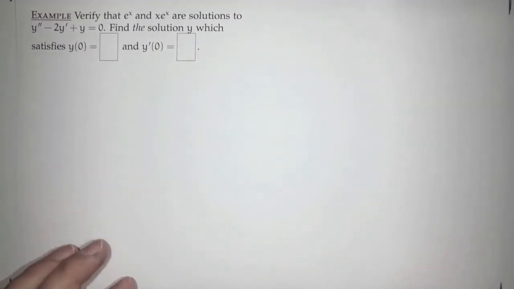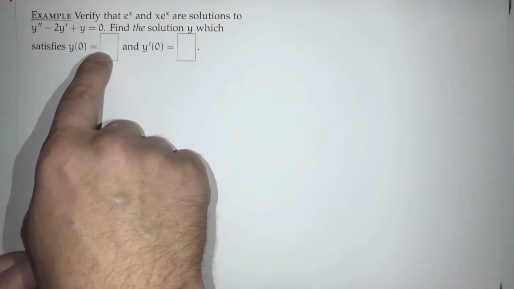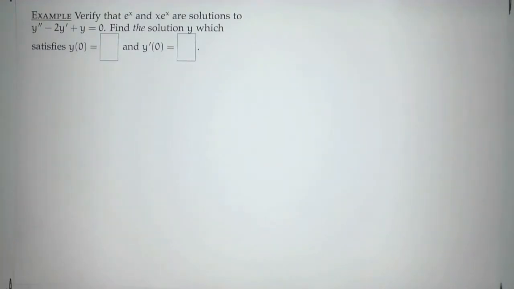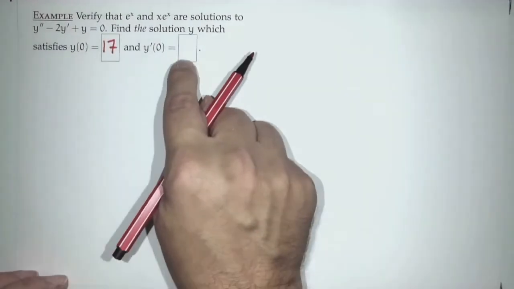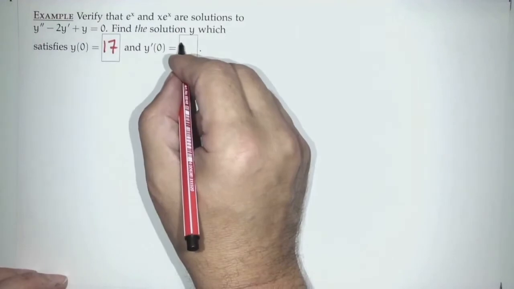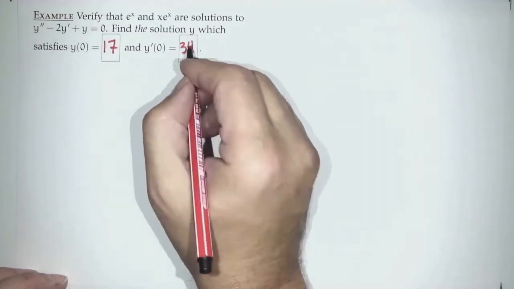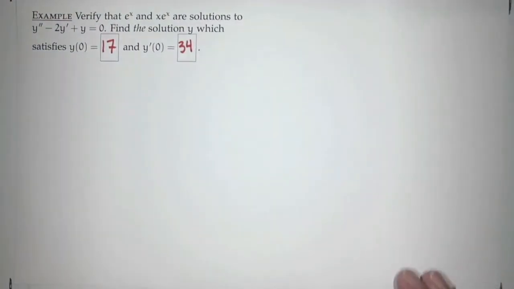All right, so very similar. Verify that e to the x and x e to the x are solutions to y double prime minus 2y prime plus y equals 0, and find the solution y which satisfies. And here we get to pick some numbers. Let's pick some good challenging numbers to keep us on our toes. 17. All right. Good. These are the kind of numbers we want on an exam. 34. All right. Well, we should be able to finish that before class ends.